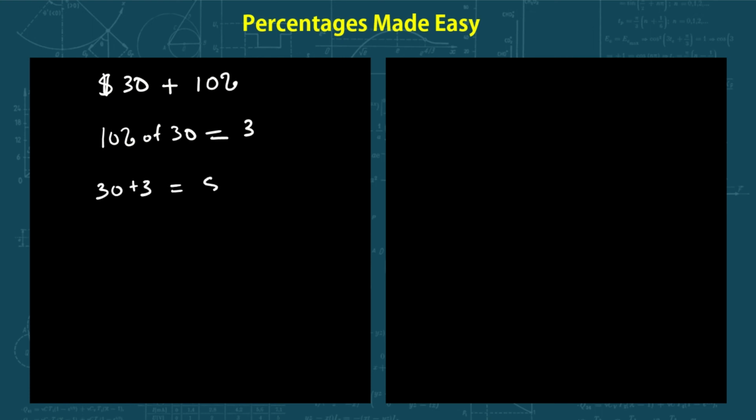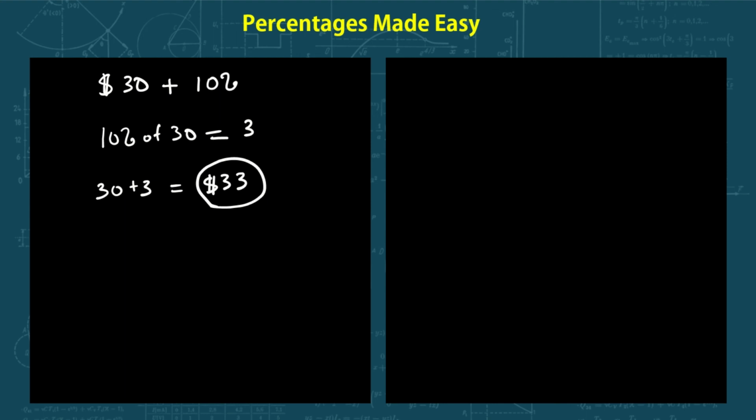Now we move on to percentage increase. If my initial amount was $30 and it has increased by 10%, how much do I have now? So for this, I prefer to find what is 10% of 30 and then add it to 30. So 10% of 30 is equal to 3, and add 30 plus 3. We know the final amount is 33.